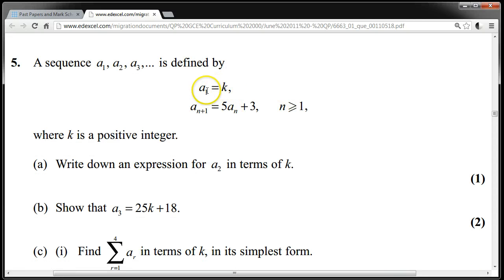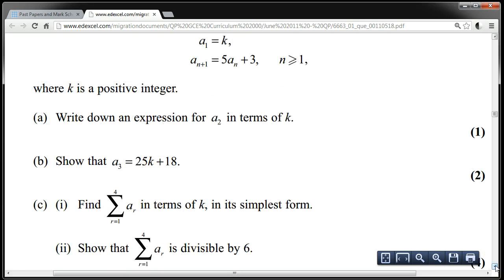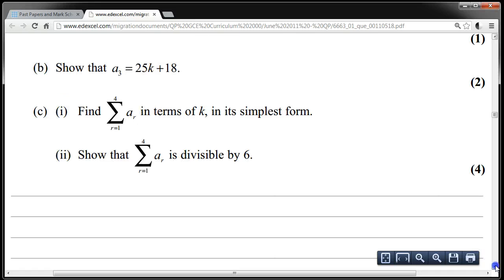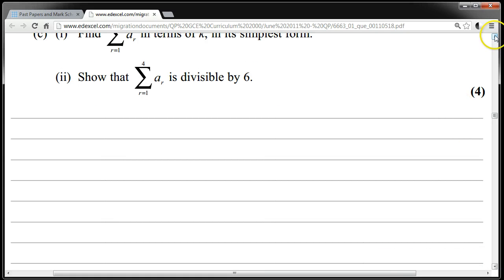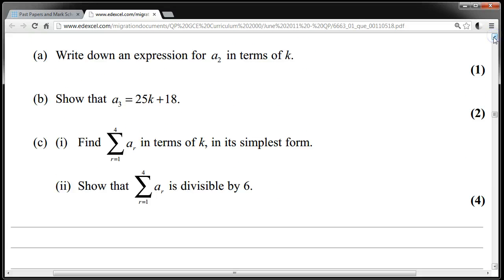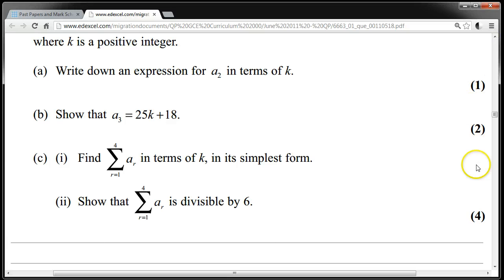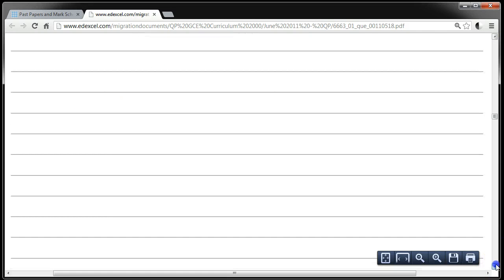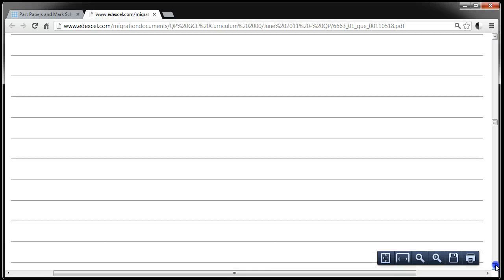5 is sequences. Is defined, the first term is this. Each subsequent term is defined by this relationship here. K is a positive integer. Find A2, which would be easy, of course, and then show that A3 equals that, and find the sum of the first 4 terms, and show it's divisible by 6. So it looks hard, but it's not really when you look at the question and how it breaks down. There's quite a few marks for this question, so that's a good question as well.